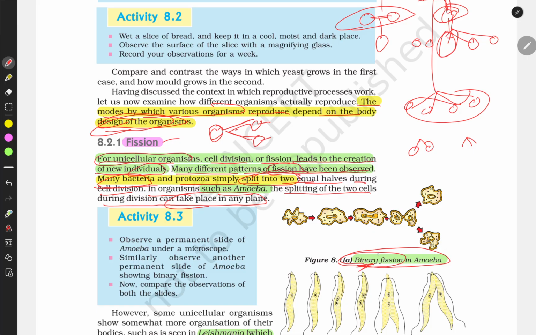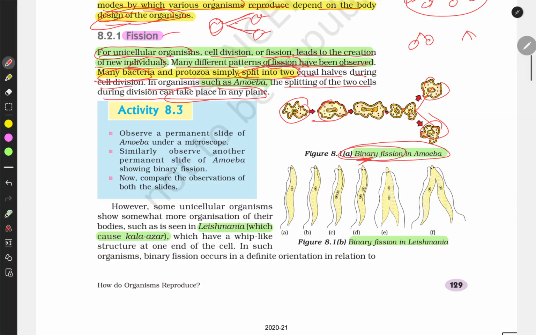See, this is amoeba, and its outer cytoplasm is breaking, and then the nucleus breaks, and they become two separate individuals. And also we see a binary fusion where one individual creates two individuals in Leishmania. Leishmania is an organism which is also unicellular and which causes kala azar.